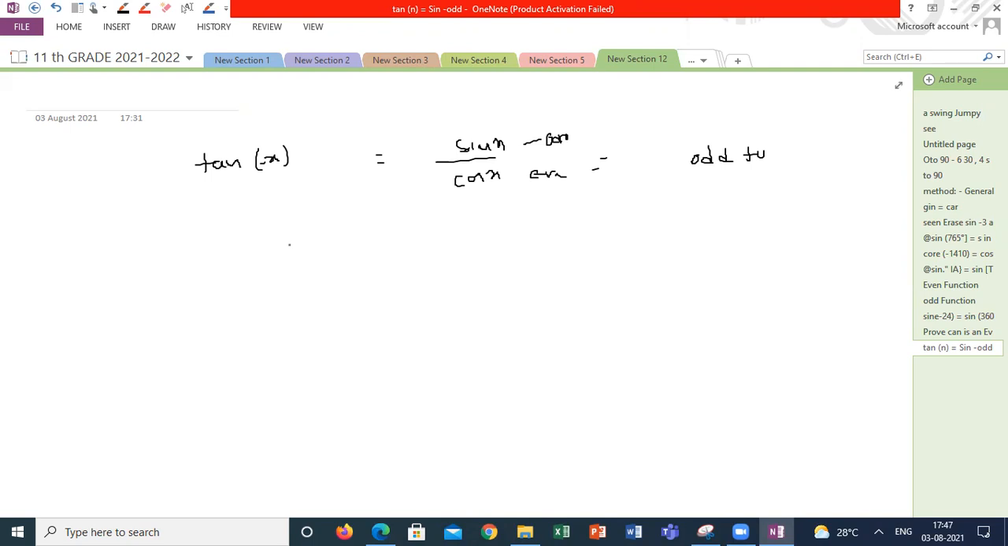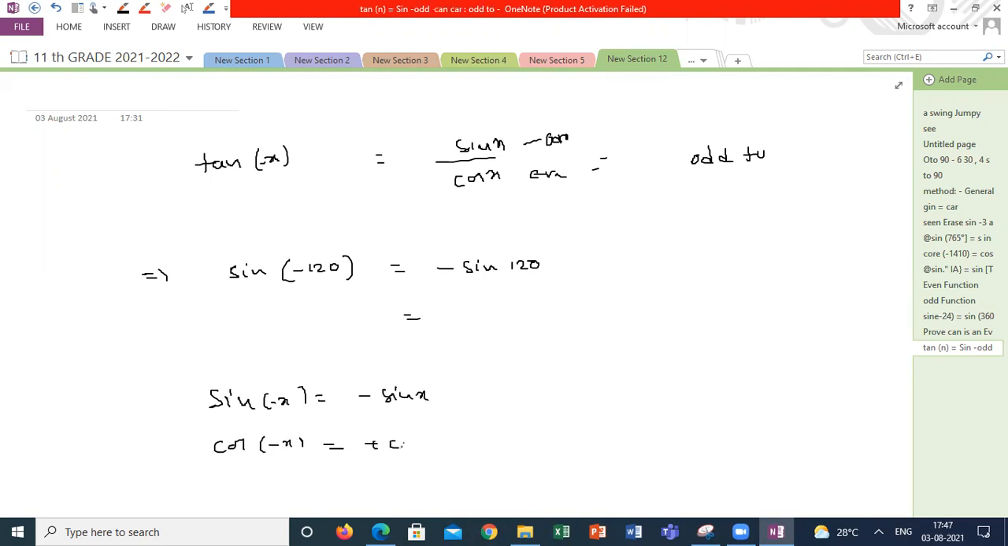Yes, please. We can use this while solving a sum, sir. Somewhere I saw it came like sine of minus 120. So we can write sine of minus 120 as minus sine of 120, correct? Correct. You can write that. That is actually the next topic we are taking. Sin of minus x will be minus sin x. Cos of minus x will be equal to plus cos x.